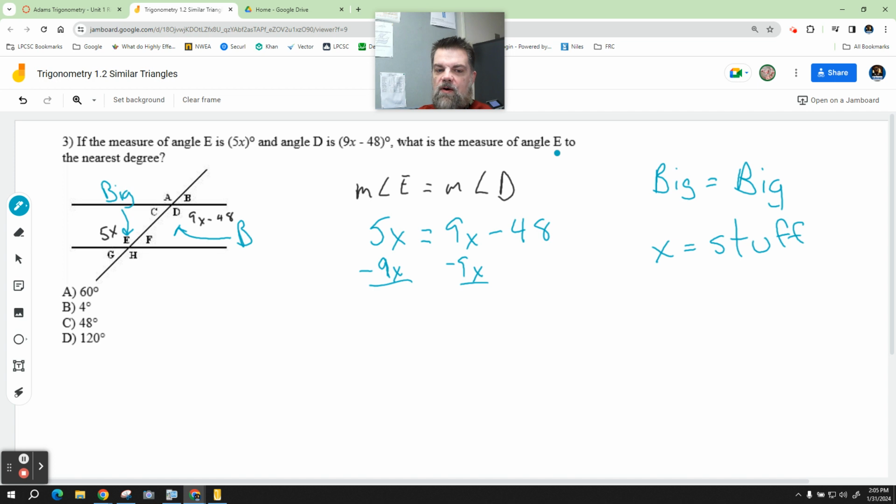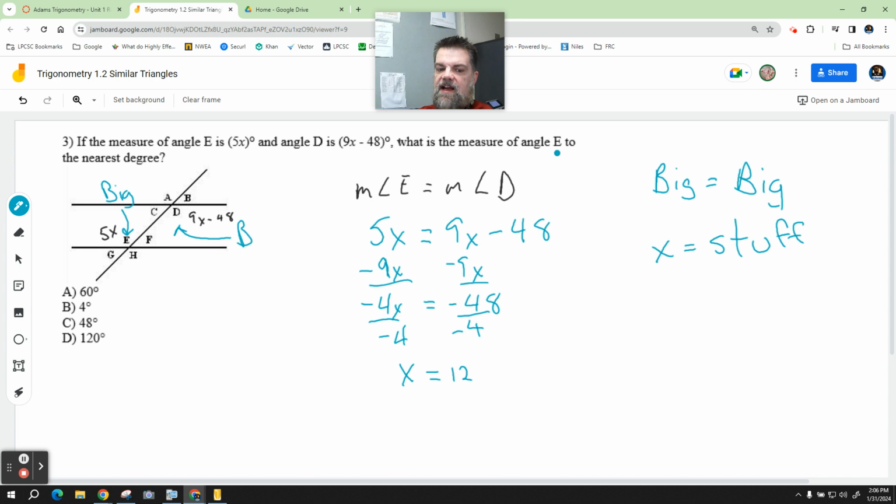All right, so now what's this? What's 5 minus 9? Negative 4x, right? And that's equal to negative 48. What do we do next? Divide by negative 4. Very good. Negative 4 divided by negative 4 is positive 1. Positive 1 times x is x. What is negative 48 divided by negative 4? 12.